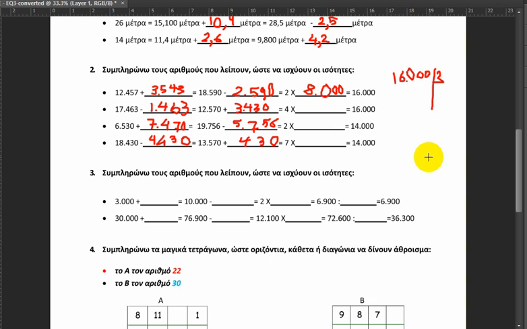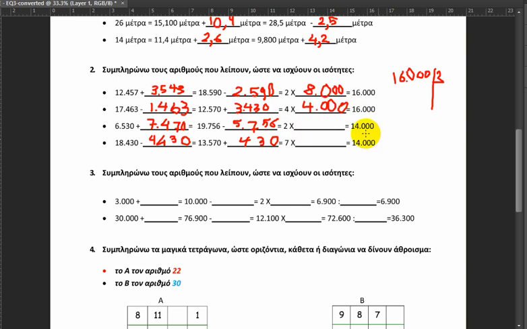And I'd get 18,000 still. And the same applies for the rest of them. So here, for example, try to think, 4 times what gets me 16,000? Well, 4 times what gets me 16? And the answer is 4. Well, if 4 times 4 gets me 16, then 4 times 4,000 is going to get me 16,000.